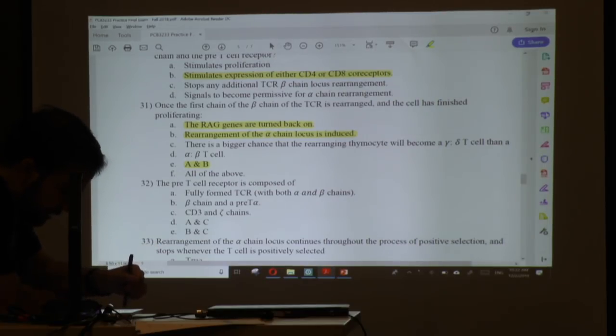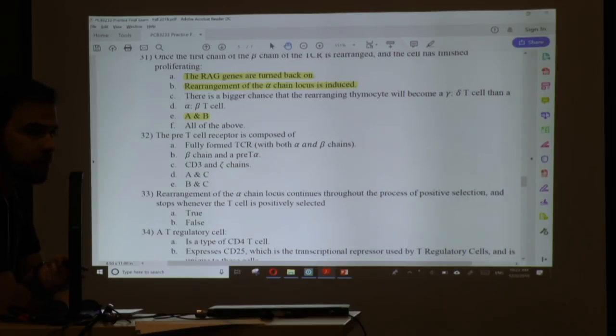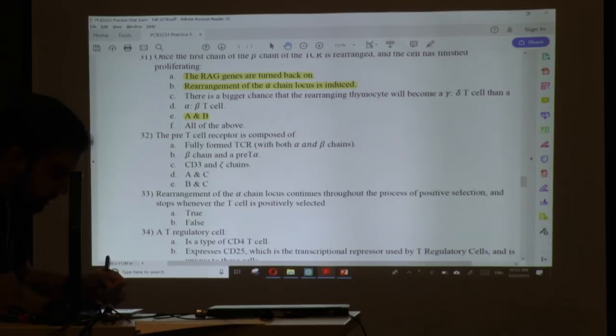So 32, this is asking if the pre-T cell receptor is composed of a fully formed TCR with both alpha and beta? Yes or no? No, right? Because the pre-TCR is only the first chain made, so the beta chain. So this is wrong. The beta chain and the pre-T alpha, which is true. CD3 and the zeta chain, which is also true. So then the correct answer is E. All right?